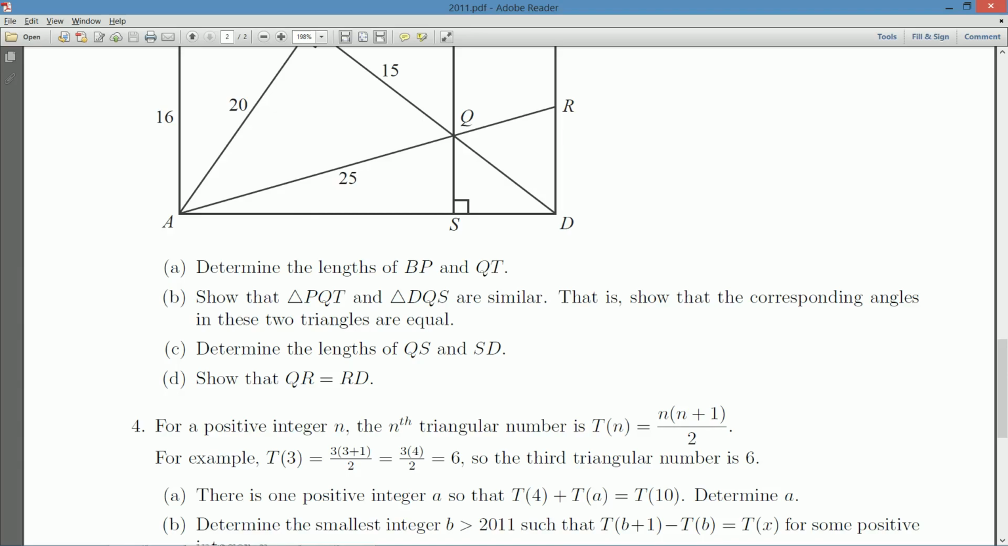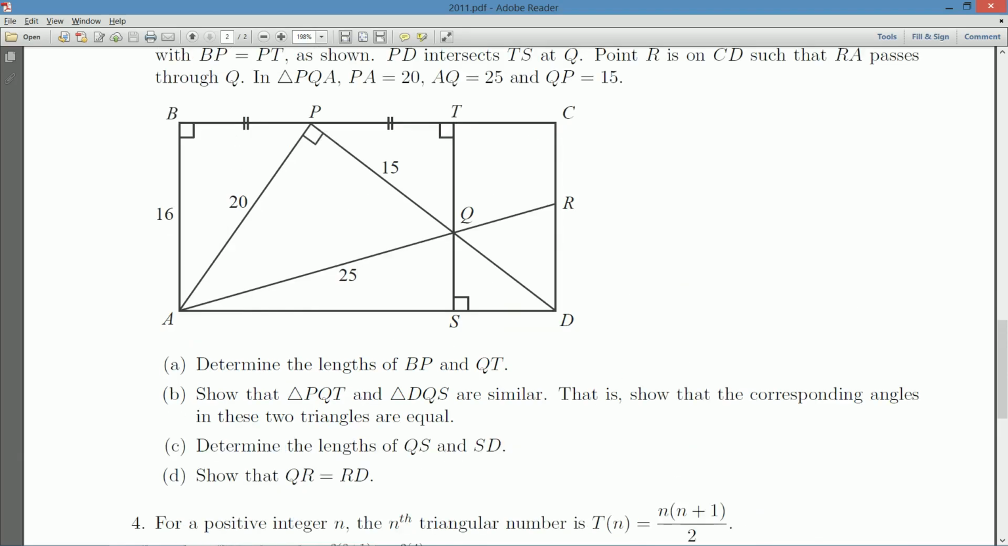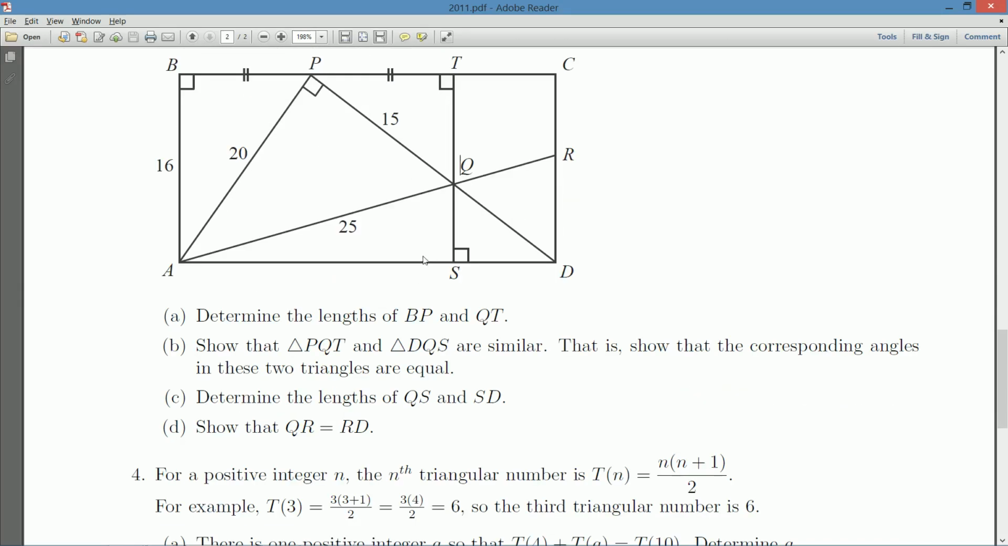But let's take a look here at the questions. A, determine the lengths of BP and QT. Okay, so there's BP, and there's QT. Alright, so once we figure out BP, we'll know what PT is, and then that's another right angle, so we should be able to use the Pythagorean Theorem to get QT out of there.